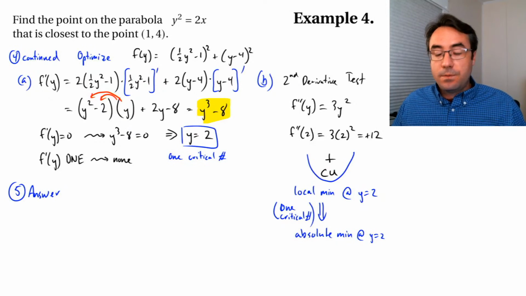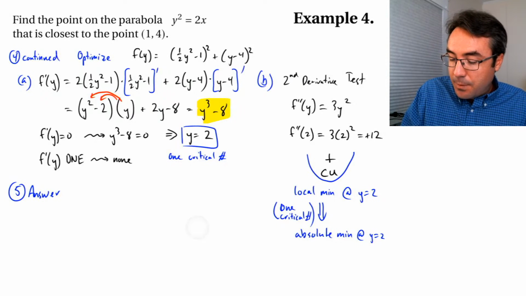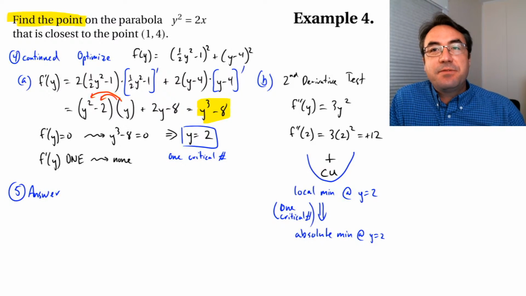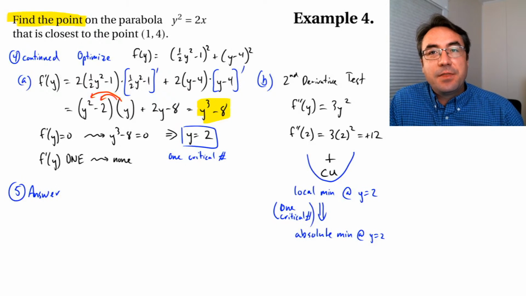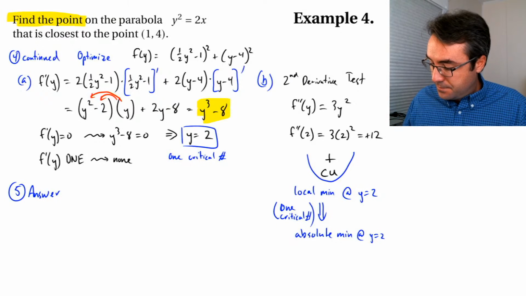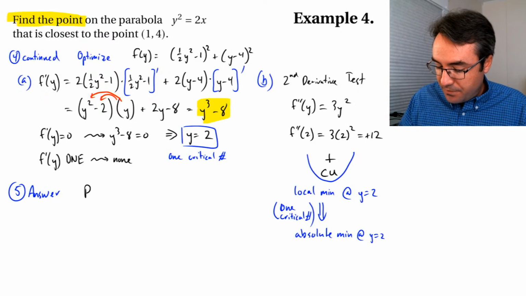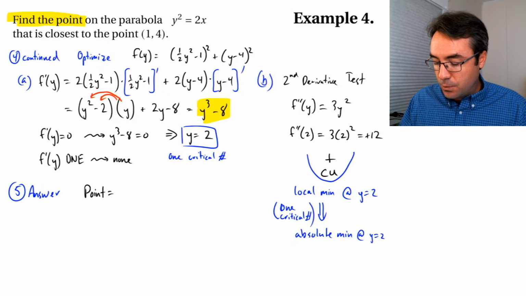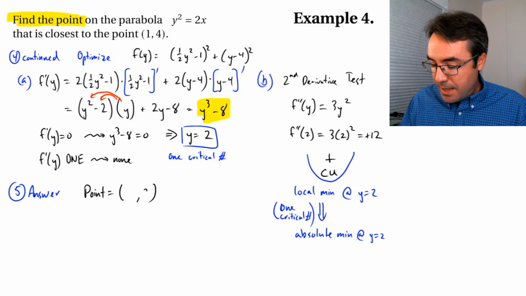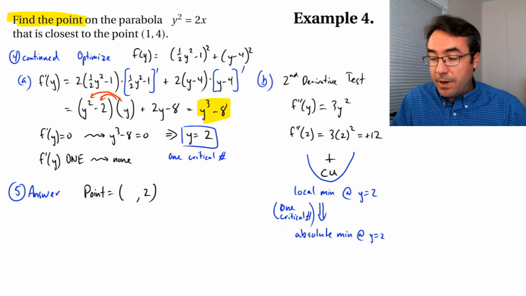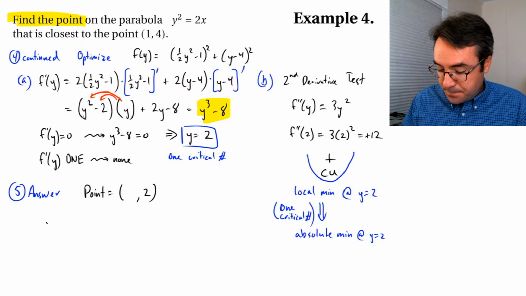And so if we read back into our problem here, it says find the point. So it doesn't say find the y value, it says find the point. So we need to find both x and y. So we just want to make sure we find everything that the problem is asking for. So we want to find the actual coordinates of our point. And we know that the y coordinate is 2. So we want to figure out the x coordinate.